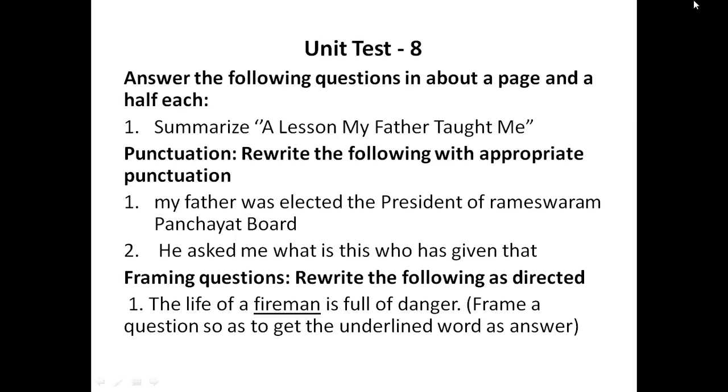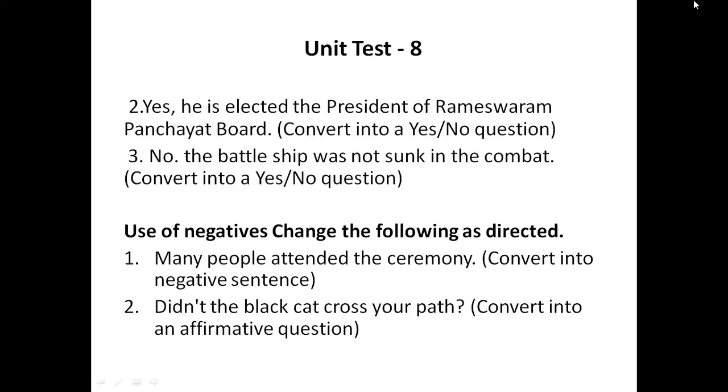Next section is framing questions. Now remember to frame two different kinds of questions, WH question and yes no question. If you have the underlined words in the sentence, then you will have to frame WH question, otherwise it will be yes no question. So the first sentence given here is, the life of a fireman is full of danger. Fireman is underlined. Frame a question so as to get the underlined word as the answer. So here you will have to frame a WH question. Now the second sentence, yes, he is elected the president of Rameshwaram Panchayat board. Convert into yes no question. Third sentence, no, the battleship was not sunk in the combat. Convert into yes no question.